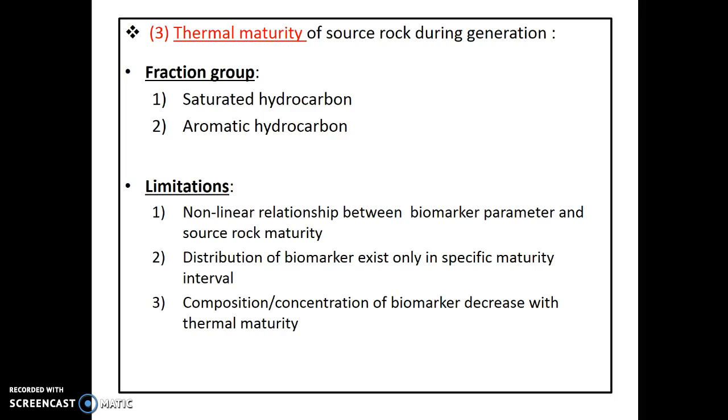And then the second limitation is that the distributions of biomarkers actually exist only in a specific maturity interval. Okay, meaning that the fossil molecule has its own temperature limit. Therefore, your interpretation may not be precise or definite. Okay. The third one is the composition and concentration of biomarkers decrease with thermal maturity. So meaning here that it only exists at a certain temperature interval.